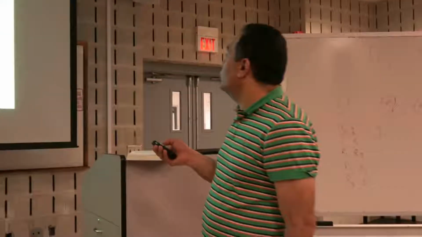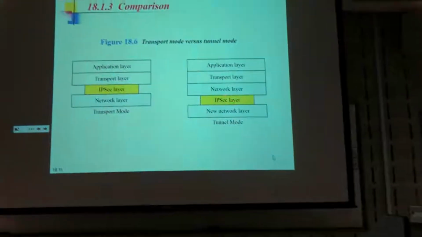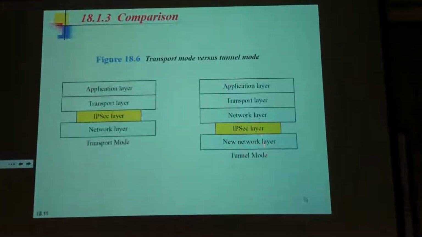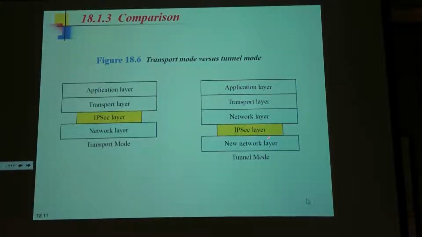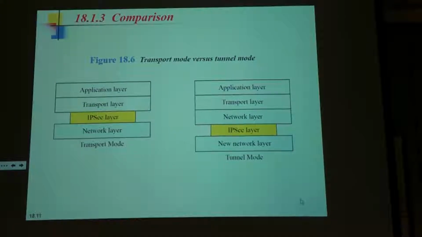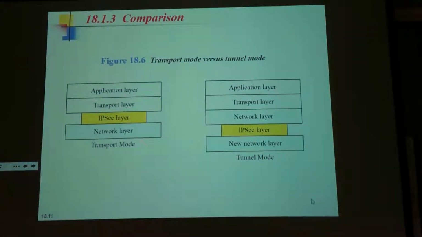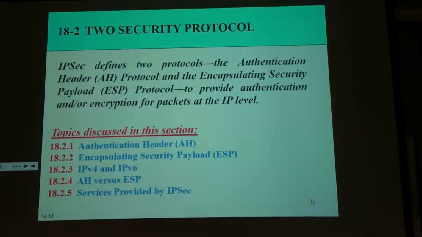In the tunnel mode, again, application, transport, network layer, normal. Then we have the IPsec layer, then we have kind of a new network layer. So we have two network layers. Okay, two network layers. All right. So in your opinion, which one is much more secure, this or this? Tunnel, because you also protect.